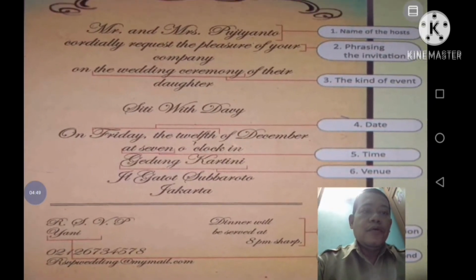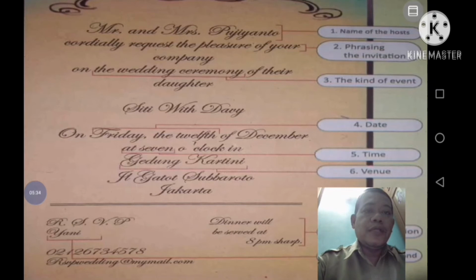Do you know what it is, students? I think you are familiar with this formal invitation 2. Yeah, good. This is the wedding invitation, and it is usually written on a special card. In this wedding invitation, students, I think it can be divided into some parts, like what you have seen from the previous slide about the format of formal invitation.